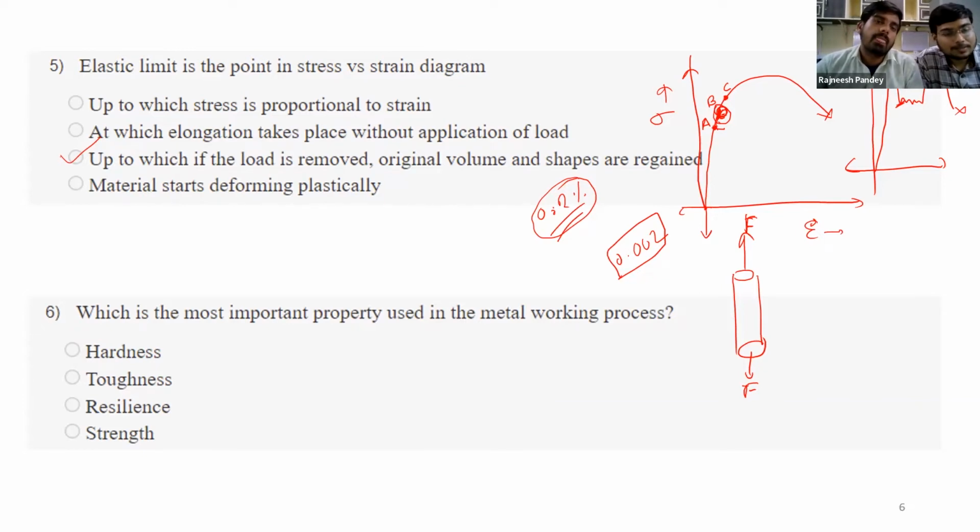So let's move to the next question, the sixth one. Which is the most important property used in the metalworking process? In the metalworking process, we are going to deform the material and make a product out of it, with different shapes through sheet forming operations and even rolling, forging, etc. In that sense, the most important property is toughness. Why toughness? Because toughness is nothing but a combination of ductility and strength.